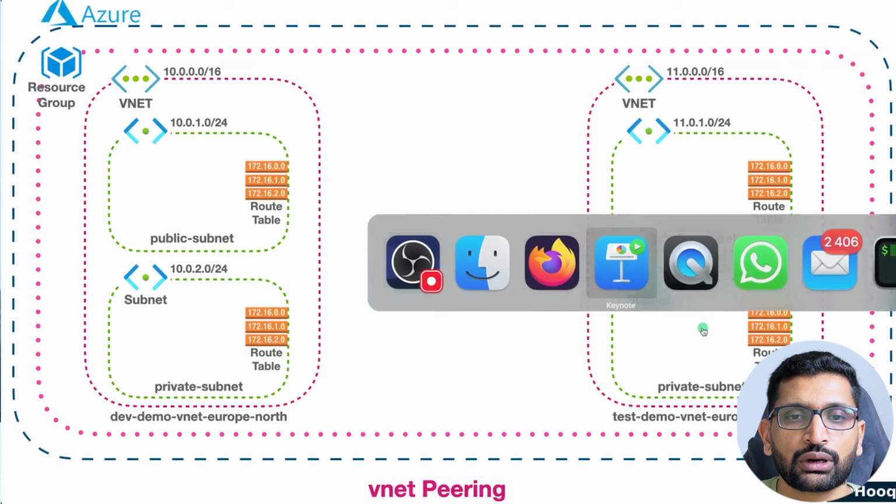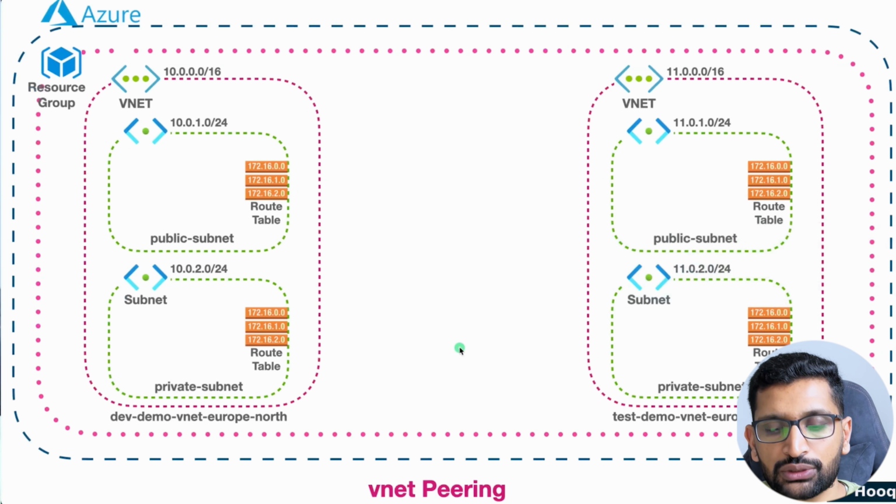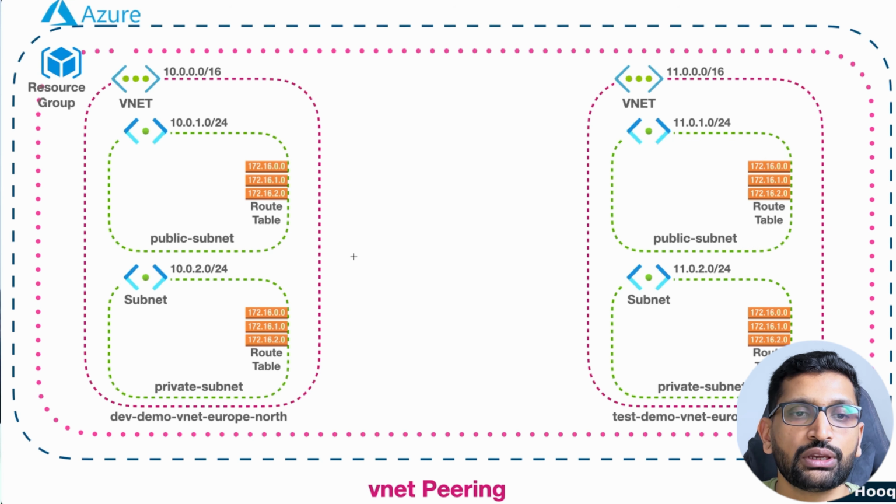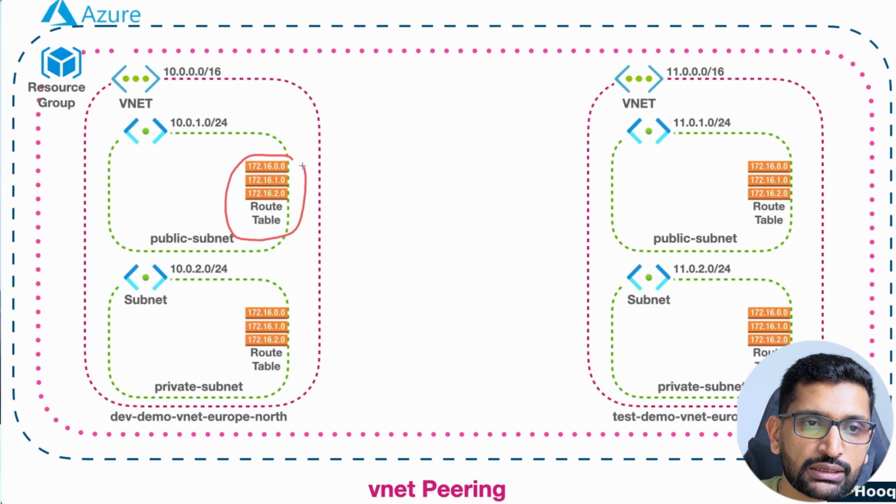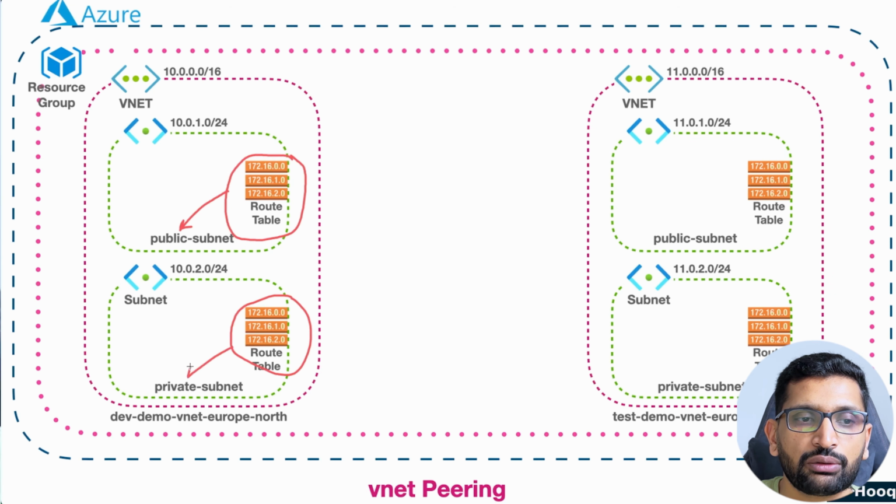Let's take a look at the diagram once again. The next thing we need to do is associate this route table. This route table exists, but it is not associated with this particular subnet. The same goes for this route table as well. We have created them, but we have not told the route table which subnet it is associated with. So we need to do this association, and the same goes for these route tables also.